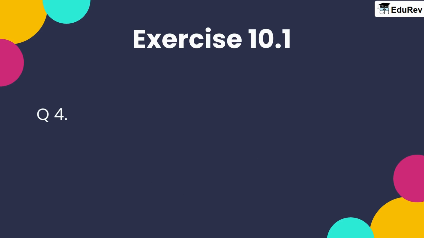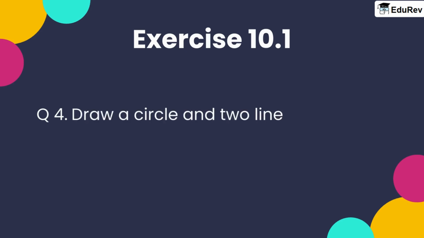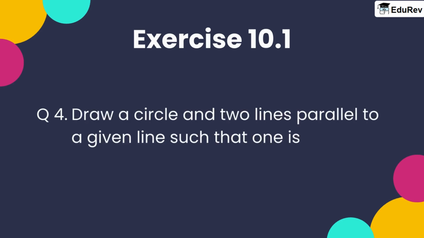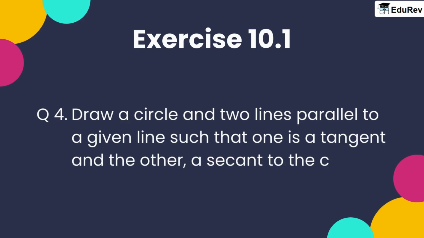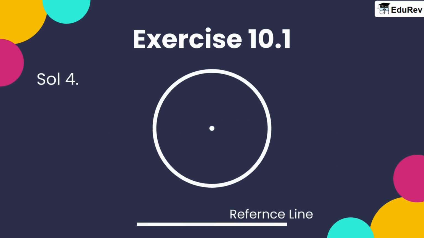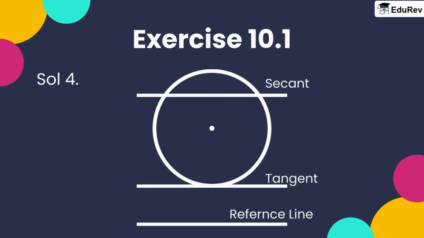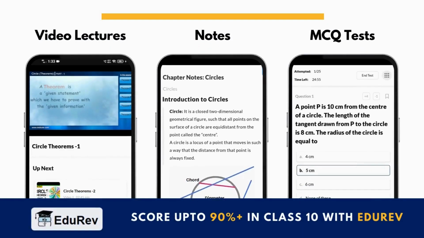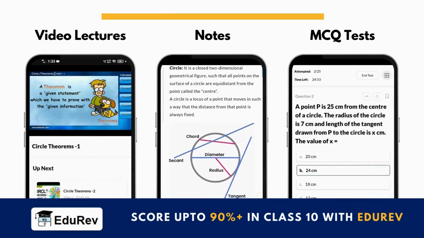So, the last question is, draw a circle and two lines parallel to a given line such that one is a tangent and the other is a secant to the circle. Let's draw. First a circle, then a reference line. Now we have to draw a line which is parallel to this reference line and is tangent to the circle. Here it is. And lastly, we have to draw a secant to the circle which is also parallel to the reference line. We hope that you have understood the concept of circles.